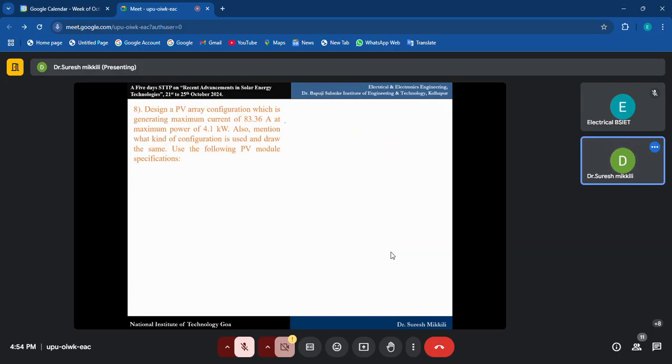Last one, we'll see. Then tomorrow I will discuss other things. Now this one, can you take? Design a PV array configuration which is generating a maximum current of 83.36 amperes at a maximum power of 4.1 kilowatt, at standard temperature condition.